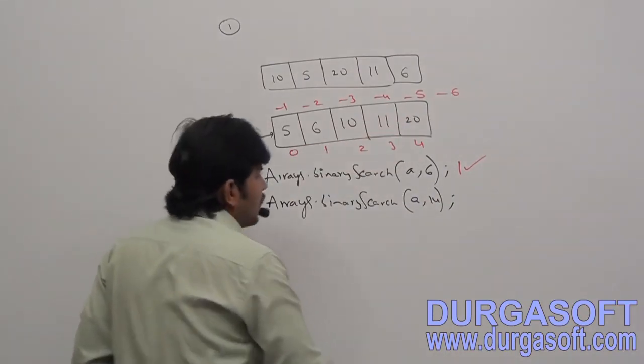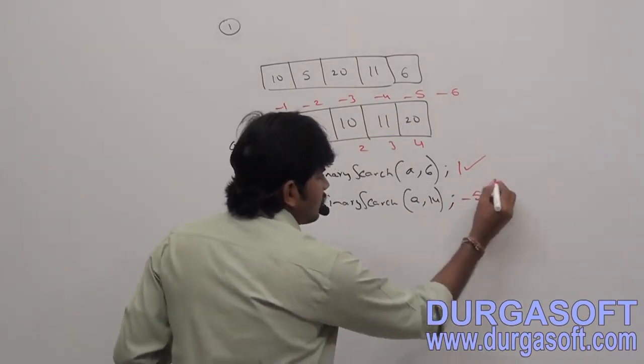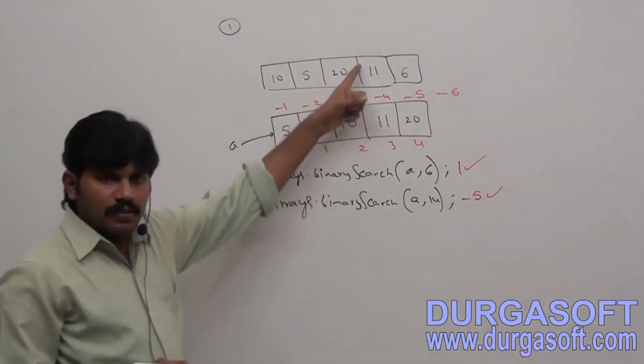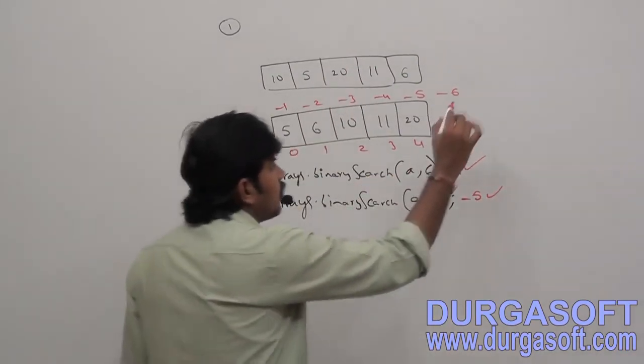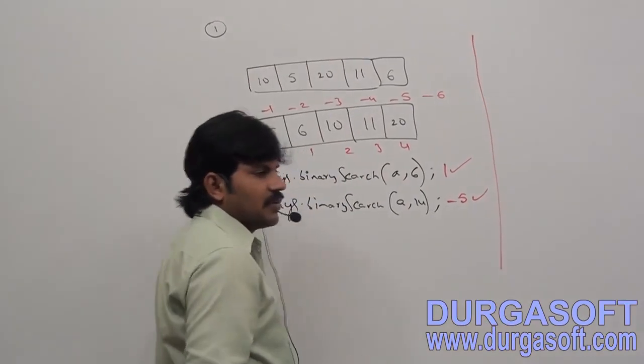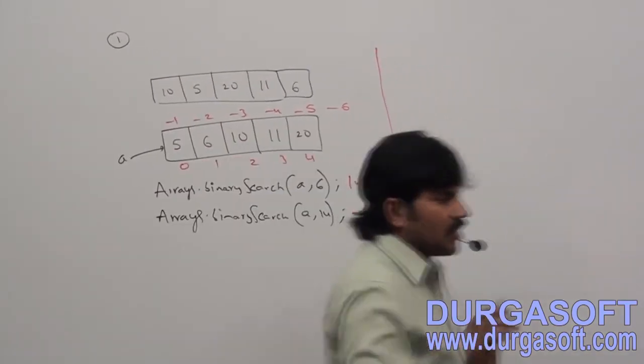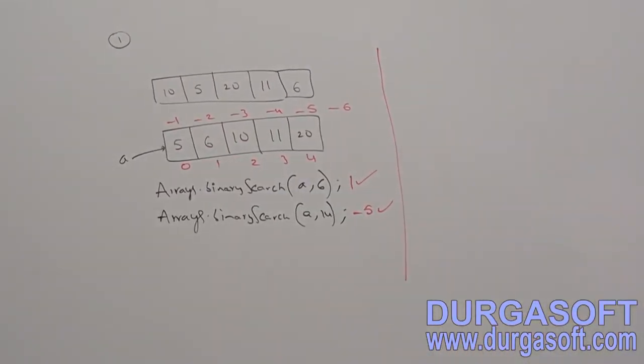That's why the answer is -5. That's all. I hope in our program you can see the same thing. So the first part is completed, right? Now the second part, just have a look.